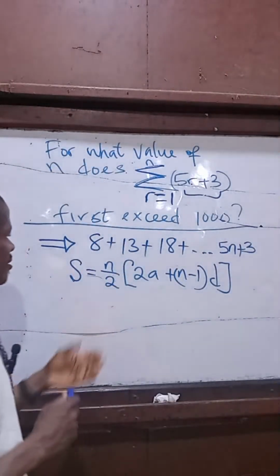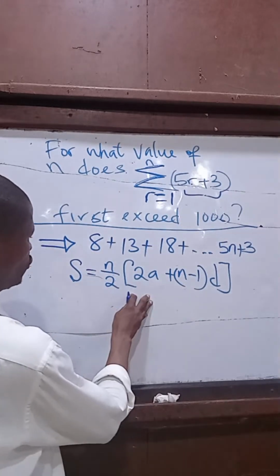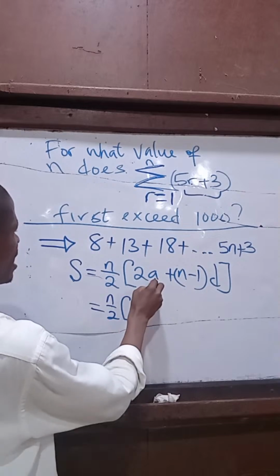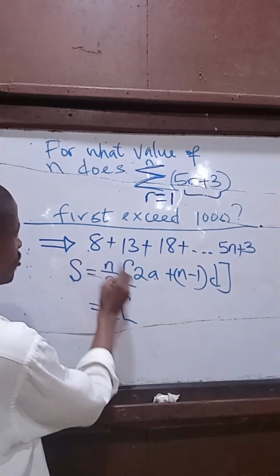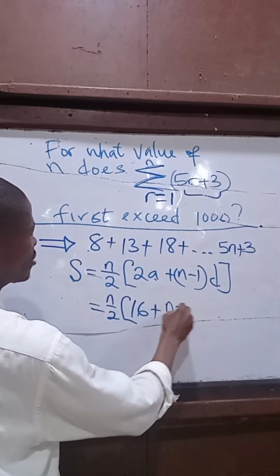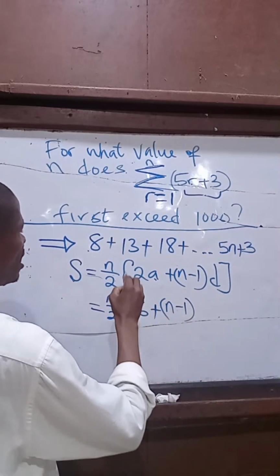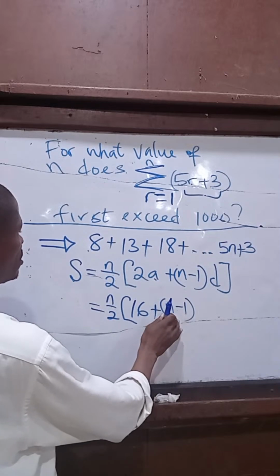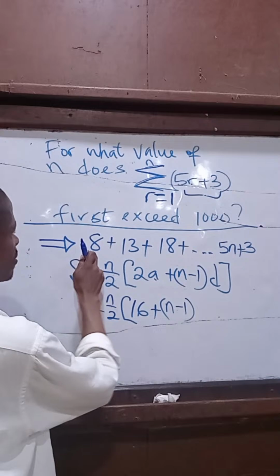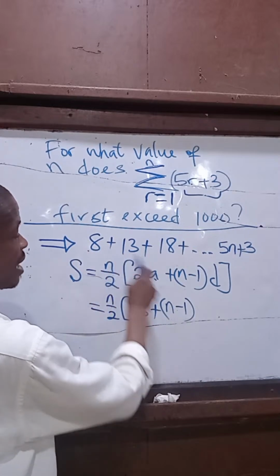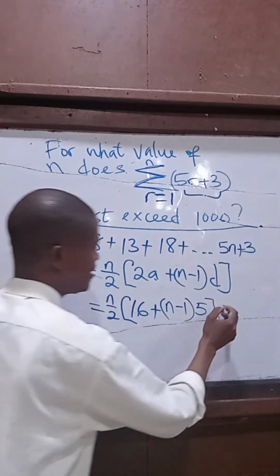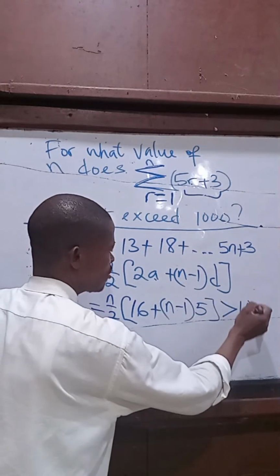So let's do that. This is the formula we're going to use, and that will be equal to n over 2. My a is 8, so 2 times 8 is 16, plus n minus 1 times 13 minus 8, that's 5. 18 minus 13 is also 5. So that's 5. Okay, and we are told that the sum exceeds 1,000.